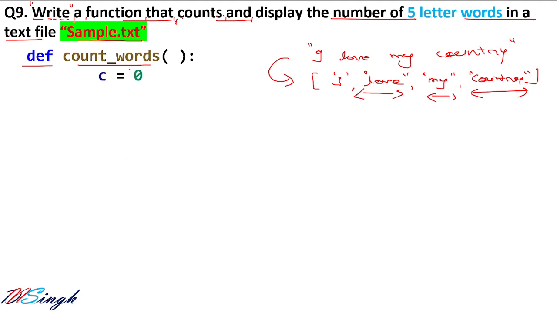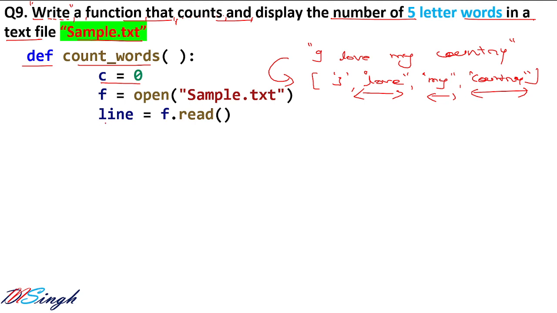So let us open the file. Okay, so we have opened the file sample.txt. Default mode is read mode, so if you do not write the mode, it automatically opens the file in read mode, which we require. We don't want to write anything into the file, and we maintain a counter to count the 5 letter words. Once we have opened the file, let us read the file and put it into a variable called line. You can have another variable name, like data or content, whatever you want. This is just a variable.